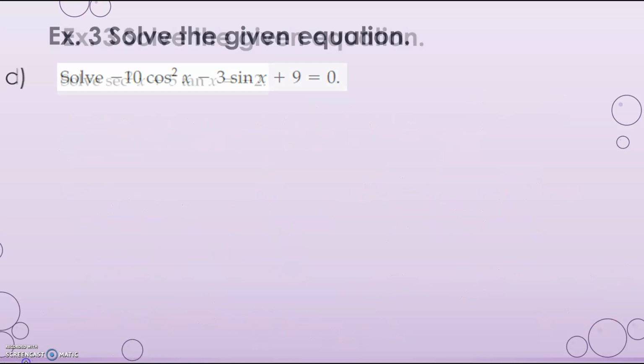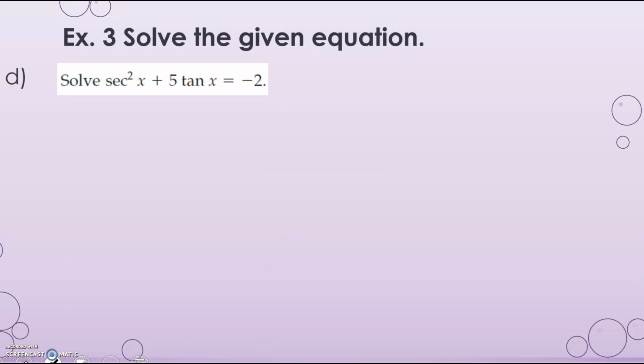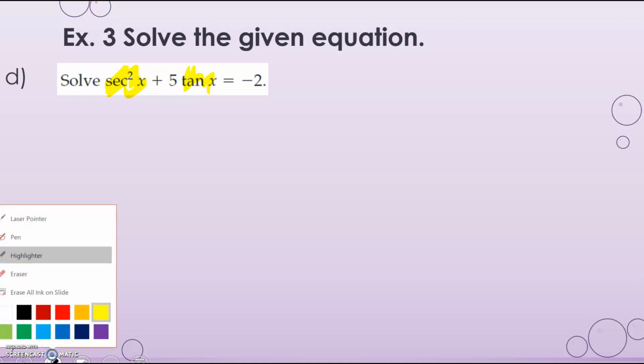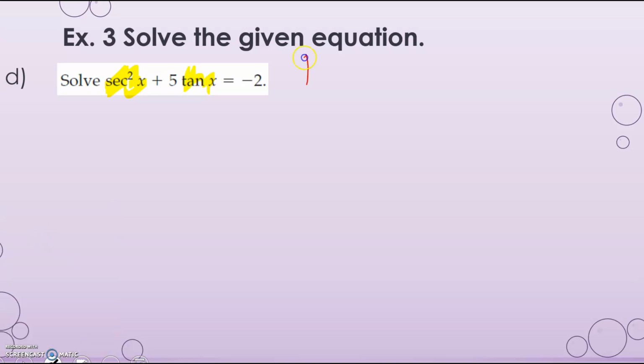Let's move on. The next example: secant squared x plus 5 tangent x equals negative 2. Same thing. If I pay attention to this, I notice there's a secant squared x here, and there's tangent x here. It is impossible for me to write tangent x as a secant x, but I can write a secant squared x as a tangent squared x by using a Pythagorean identity. So we're using a Pythagorean identity.